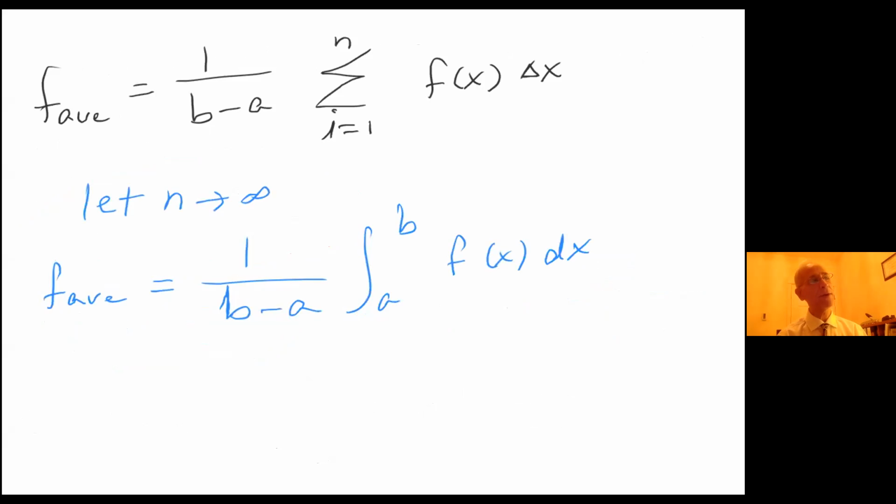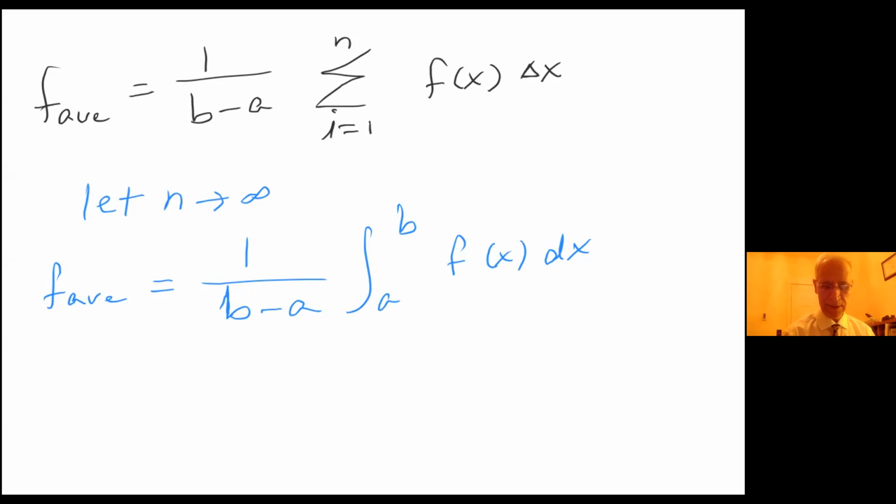So now I'm going to let n go to infinity. So f average equals 1 over b minus a times the integral from a to b of f of x dx. Not too bad. So that's the formula we're going to be using to find f average.